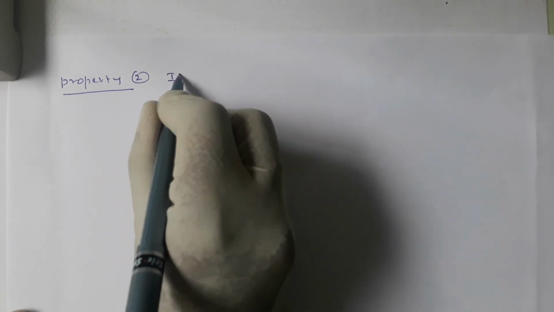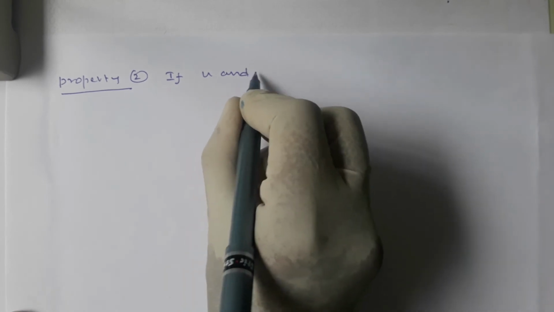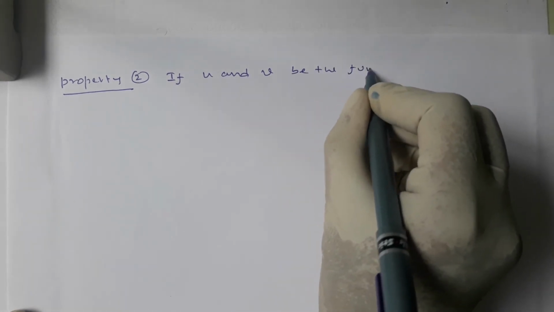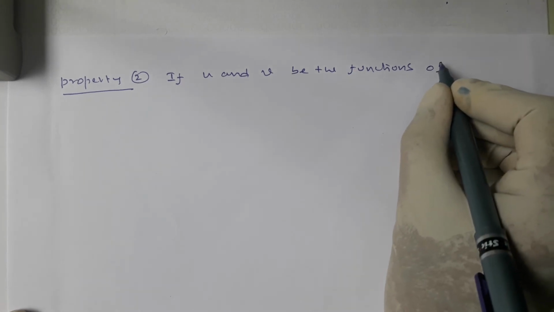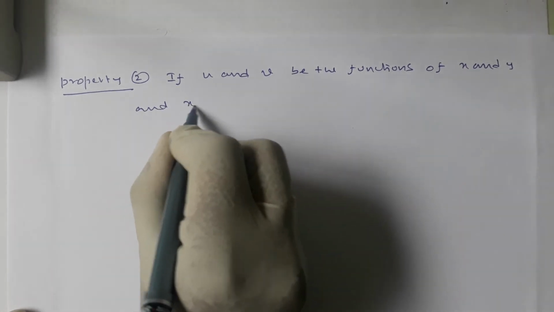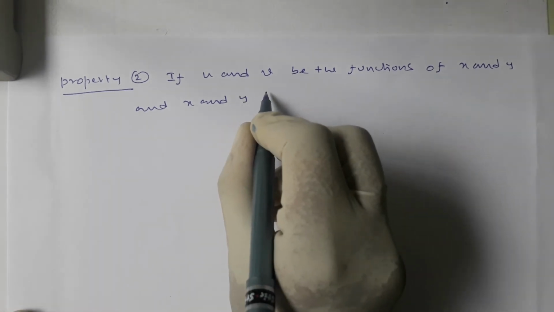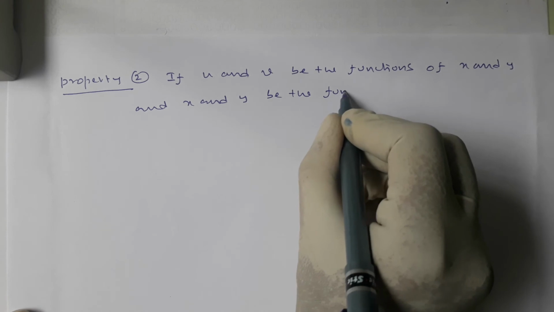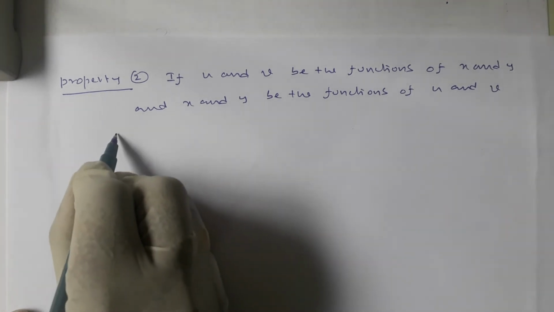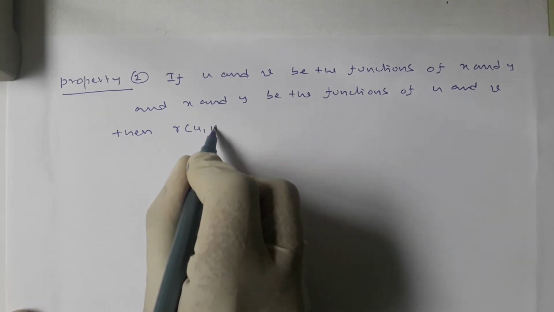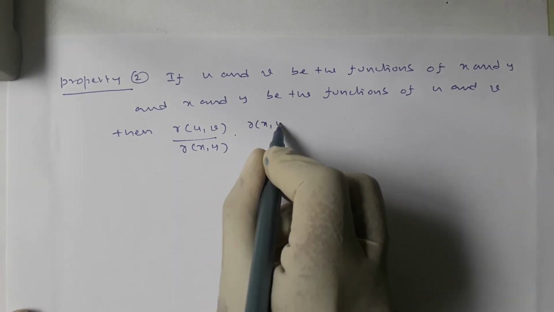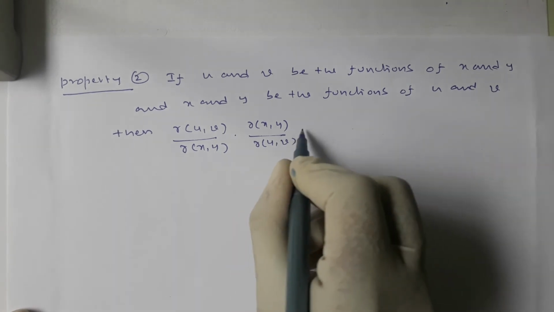If u and v be the functions of x and y, and x and y be the functions of u and v, then dou of u comma v divided by dou of x comma y into dou of x comma y divided by dou of u comma v is equal to 1.